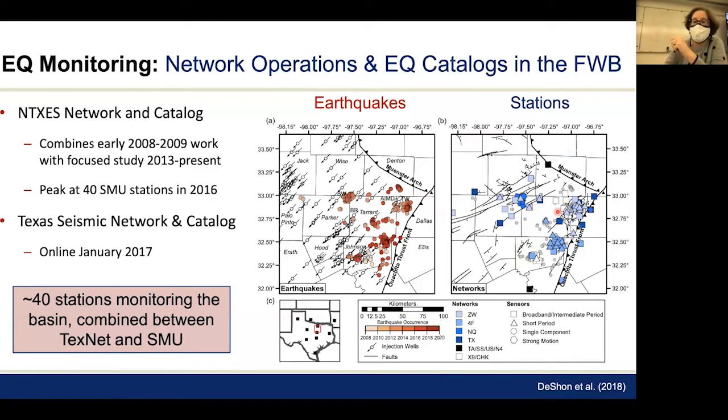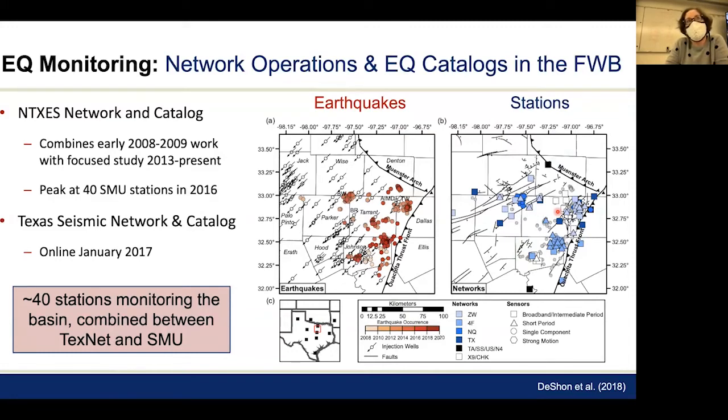Are the SMU stations all temporary deployments that plug into the broader network? Yeah, it's mostly PASSCAL instrumentation, and it's all considered temporary research networks. We actually operate them, and they plug into the broader network. That's cool.